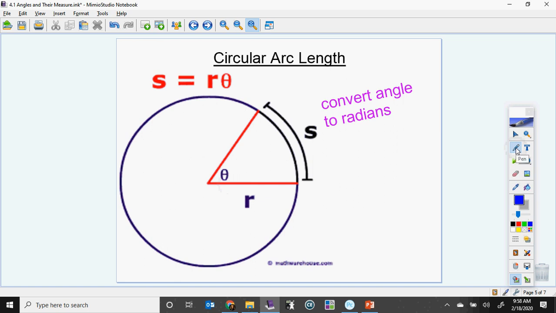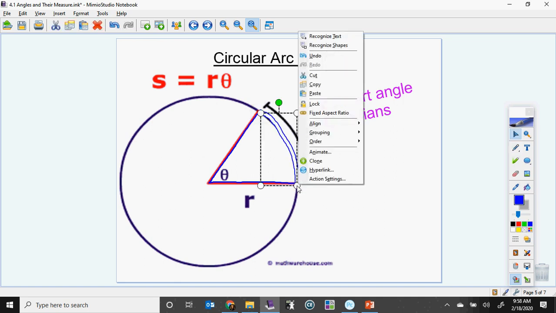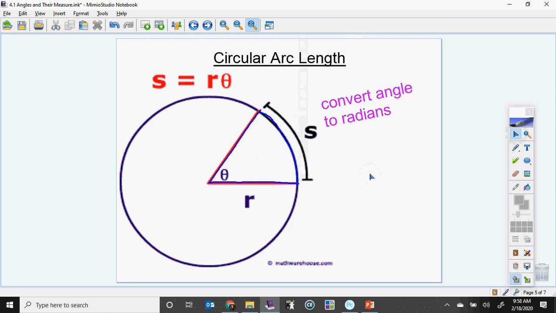So theta tells me an angle. R tells me the radius. Well, the radius is the length from here to here, and also from here to here. Those are both R. And then S, which is what we're trying to find, is the length from here to there. So it's called an arc length. It's the distance from here to there, just on that arc. So it's kind of like circumference, only it's just part of the circle.